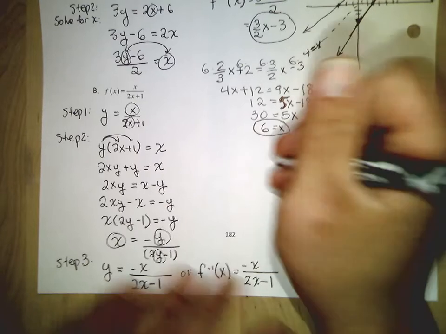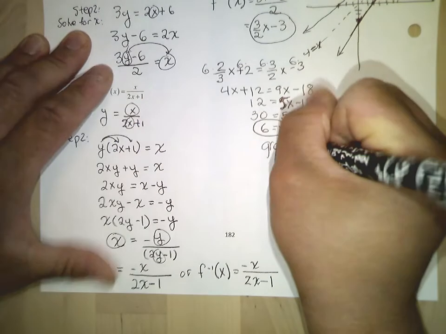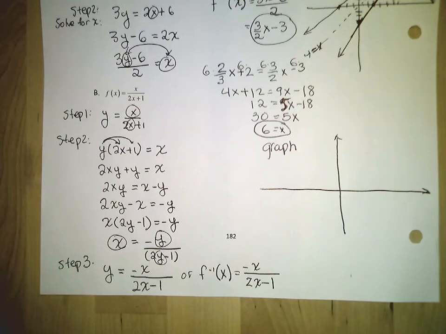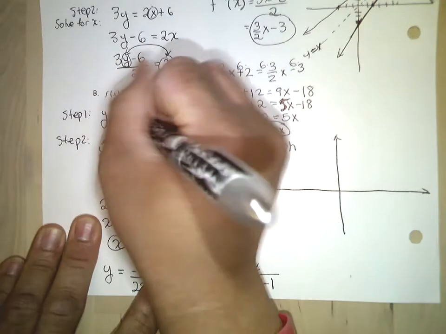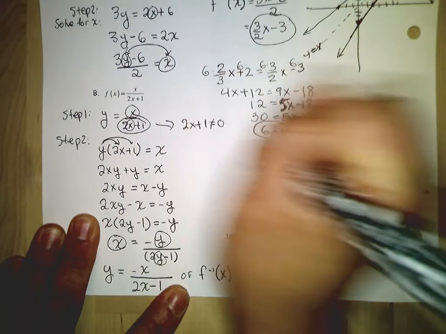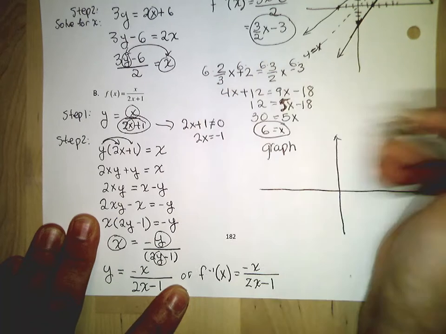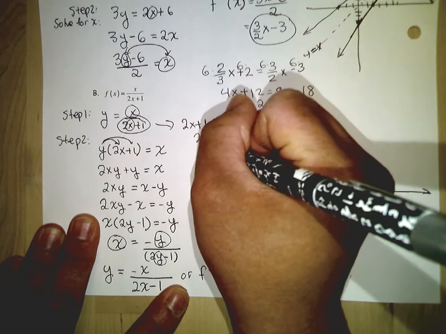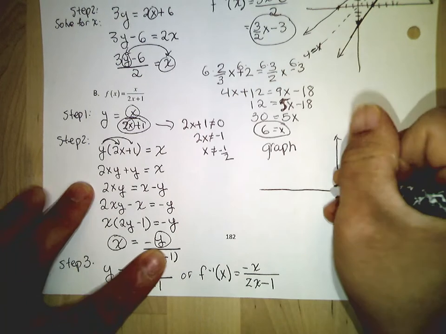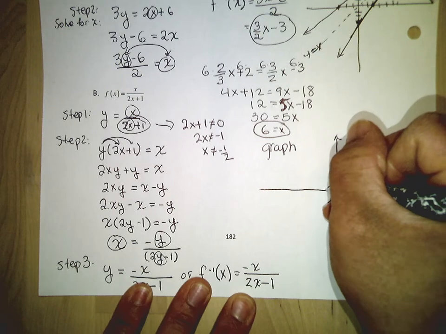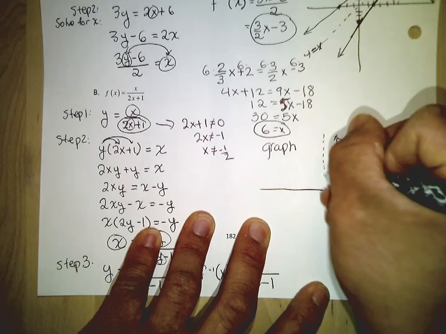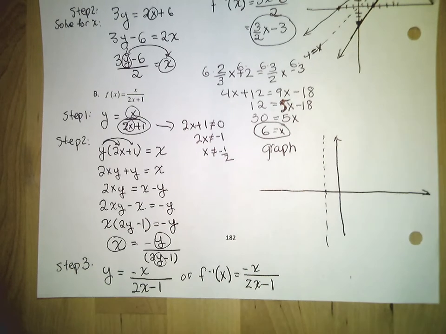Now, all we're going to do is graph each of these functions here. For f of x, I know 2x plus 1 cannot equal 0, so 2x cannot equal negative 1. And if I divide by 2, x cannot equal negative 1/2. So here is negative 1/2, and x cannot equal negative 1/2.